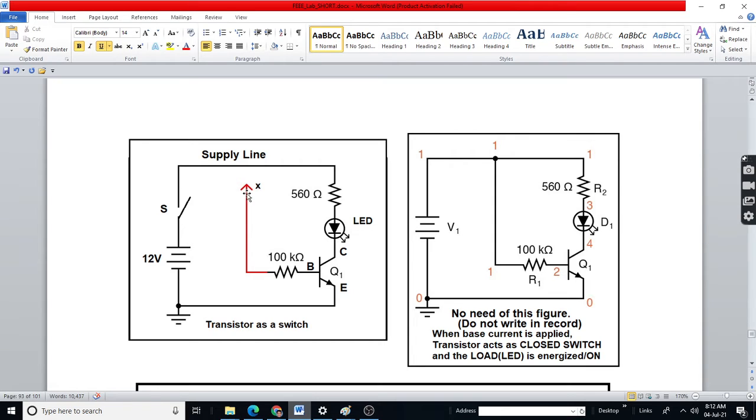When X is touching 1, this is point number 1. This is point number 0. 0 is the common terminal. Both the figures are the same. In examination, it is easy. It is enough if you write the left figure. For detailed explanation, the right figure is drawn.